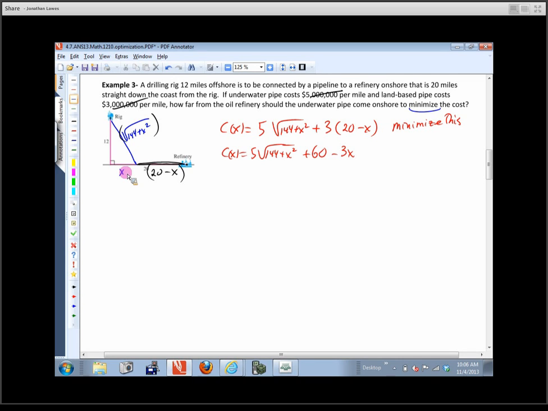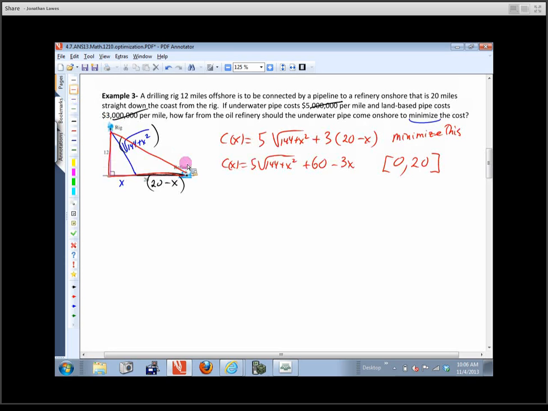Maddie's got it. 0. If we let x equal 0, that means it comes straight on land and goes straight that 20 miles right along there. That's a 32-mile pipeline. That's the longest pipe we could have, but because it's the shortest distance underwater, it might be the cheapest. And what's the largest x could be? Largest x could be would be 20. That's the case where we go straight here. That's the shortest pipe, but it's also the most expensive pipe altogether.